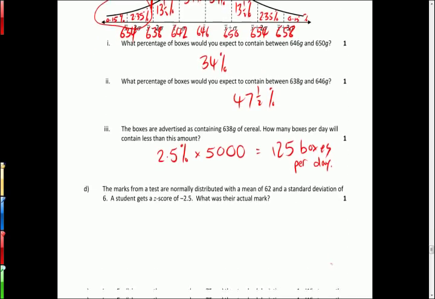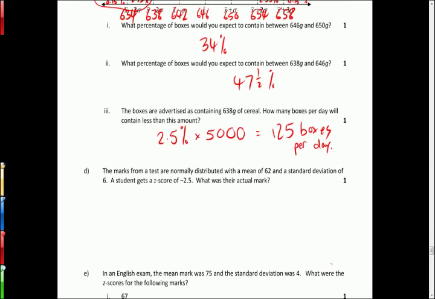6. The marks from a test are normally distributed with a mean of 62 and a standard deviation of 6. We can go for the formula or the picture. I still like the picture. Look, the mean is 62, standard deviation of 6, and we're talking about a negative z-score. A negative 1 z-score would be, because a naught z-score is the mean, negative 1 is 1 standard deviation below. 62 minus 6 would be 56.